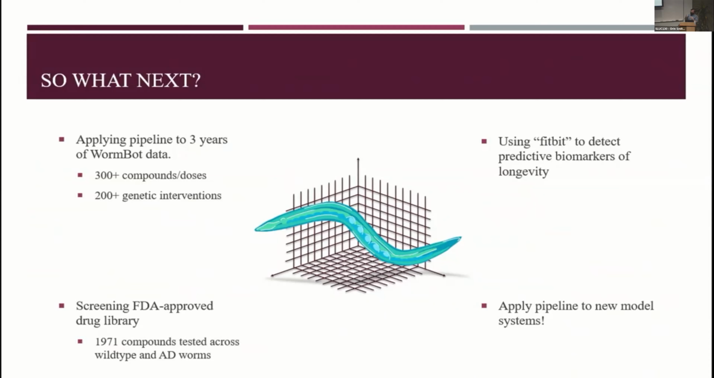And then my goal is to take this and use these metrics to start to predict early life biomarkers of longevity within this worm model. And lastly, applying this pipeline to new model systems. We've started working with some other labs that do cell culture work or even some Drosophila work, trying to adapt this pipeline and all the work that we've done and see if we can use it in other contexts.